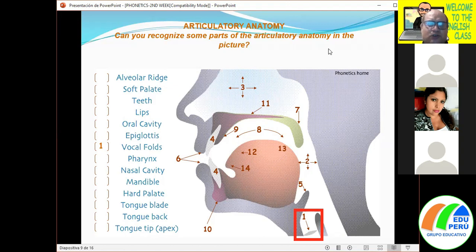What about number two? Is it the epiglottis? Number two is the epiglottis? I think this is the tract where you separate whether the air goes through the mouth or the air goes through the nose.